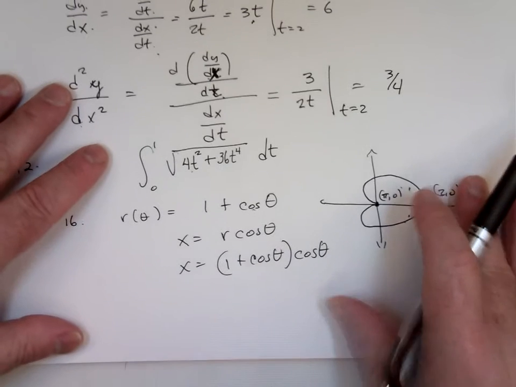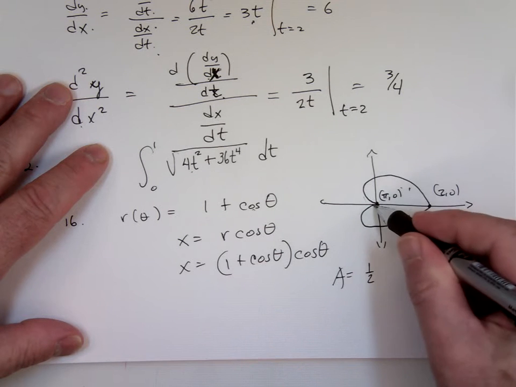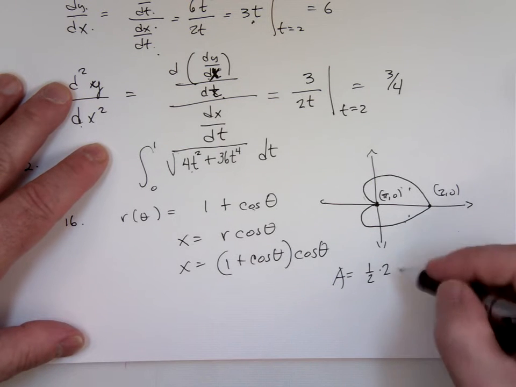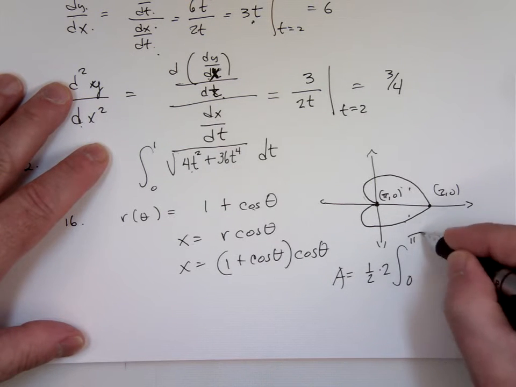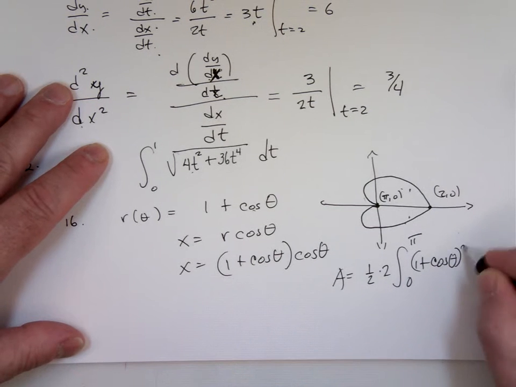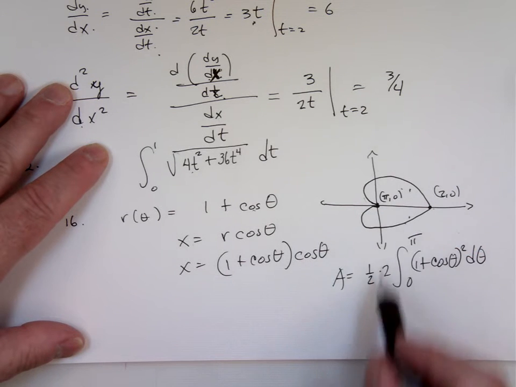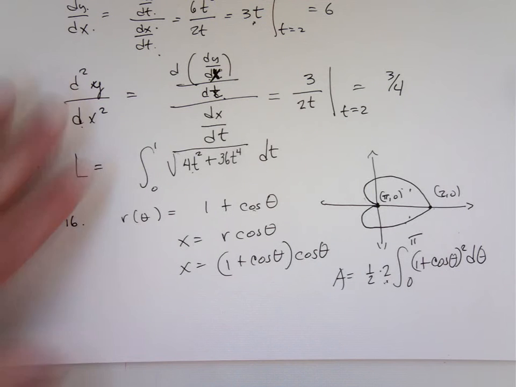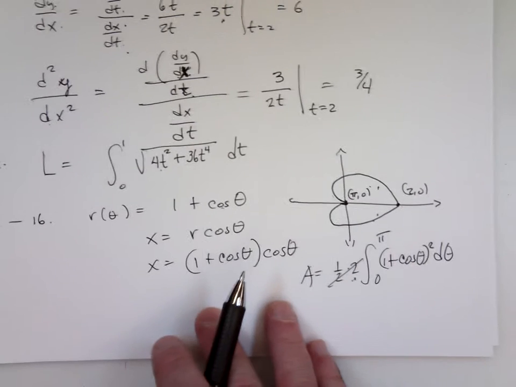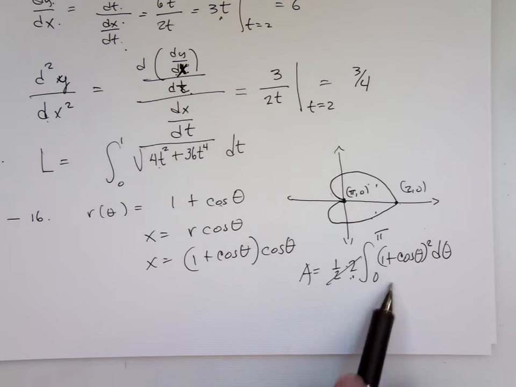So what's the area? The area is 1/2, that's the formula. But we're going to go from 0 to pi, and we have to take the function squared. 0 to pi is half of it. To get the other half, double it, to get both halves, to get the entire area. These cancel. So the answer is C, I guess. Yeah, C again.